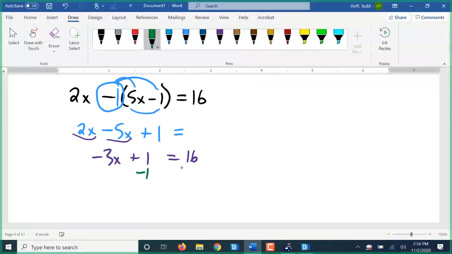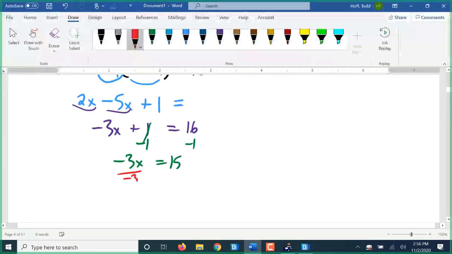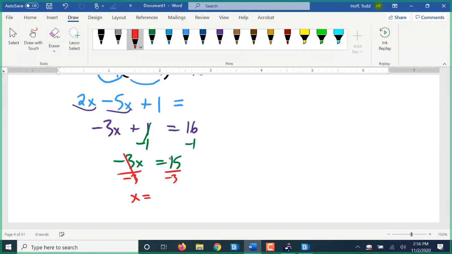Now we're ready to solve. We'll subtract 1. Negative 3x equals 15. And then we'll divide by a negative 3. X equals 15 divided by a negative 3 is a negative 5.